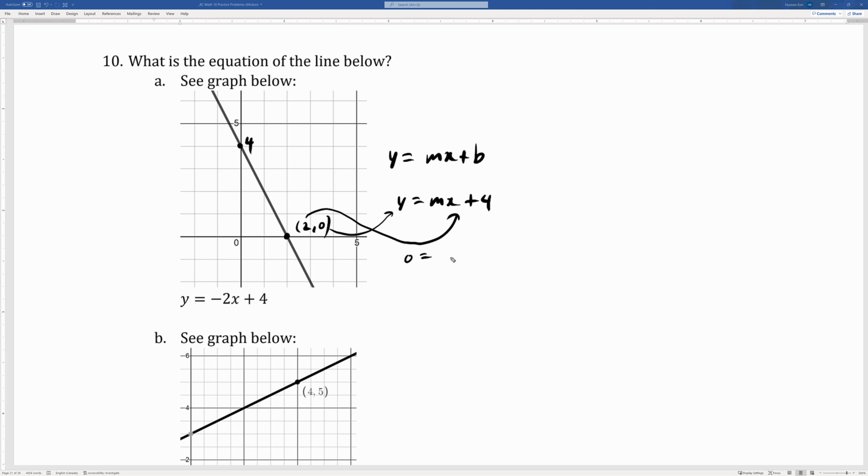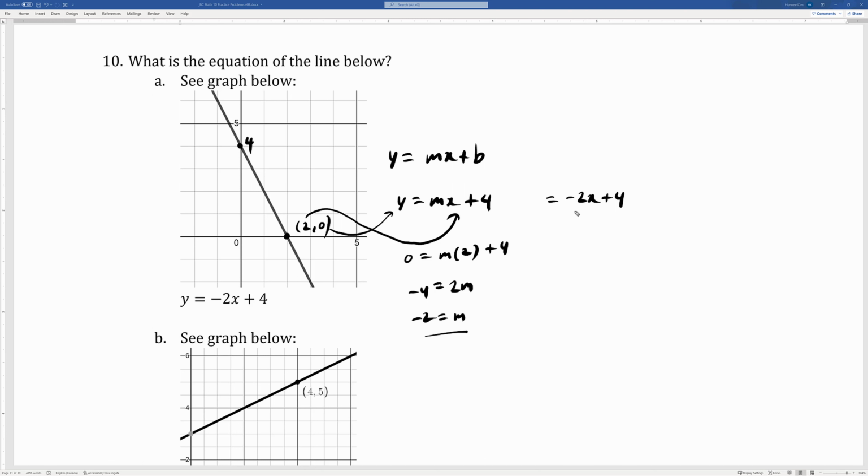So 0 equals m, and the x value is 2, plus 4. So 2m equals negative 4. Dividing both sides by 2, we get m equals negative 2. And now we have it. We have y equals negative 2x plus 4.